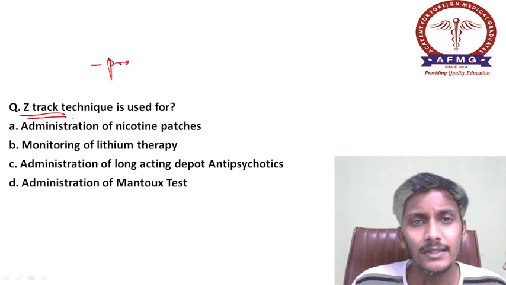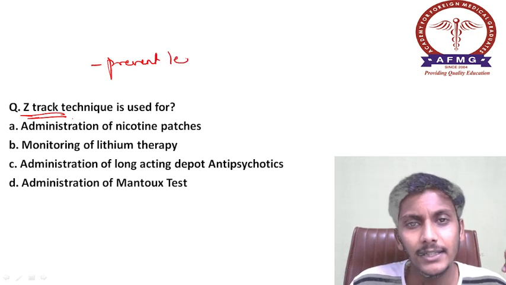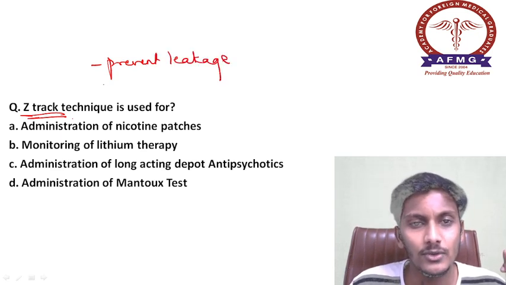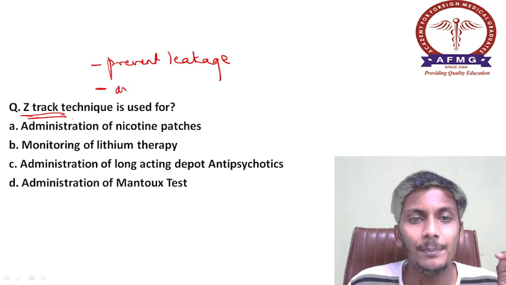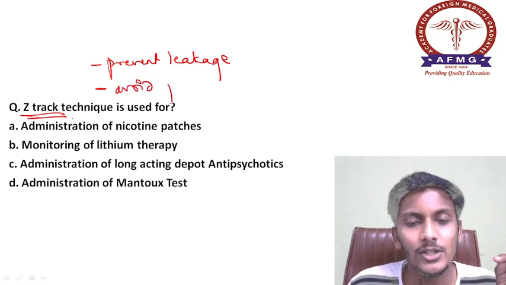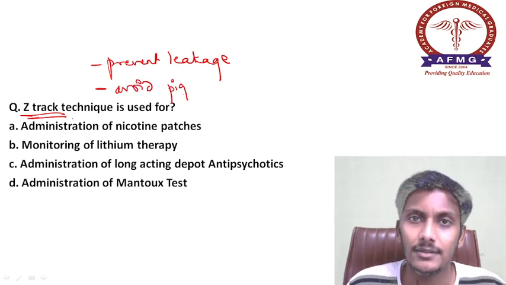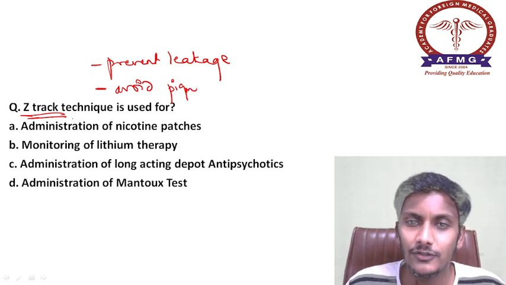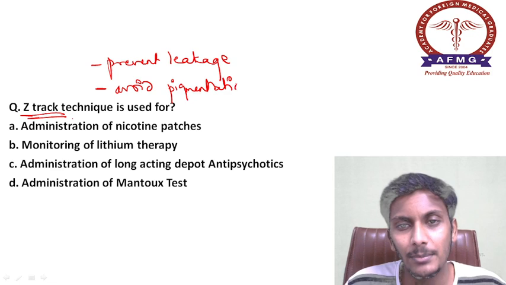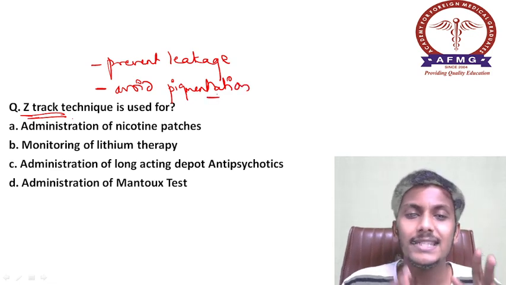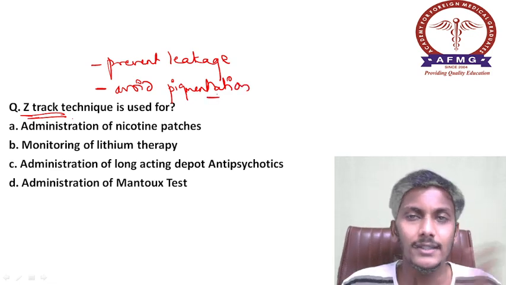So दो use क्या है इसके? It is used to prevent leakage into your subcutaneous tissues, and second, to avoid pigmentation. Drugs which cause pigmentation, like iron dextrans. जब iron के injections देते हो, that can lead to pigmentation of your skin. So to avoid this pigmentation, you can use this Z-track technique. So let's see the options.